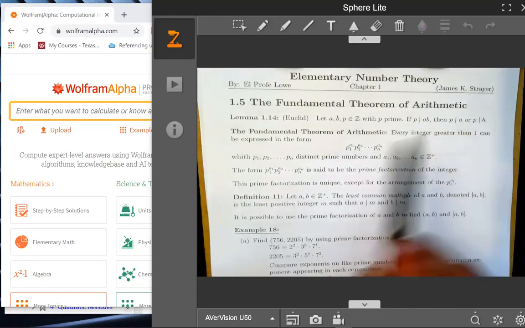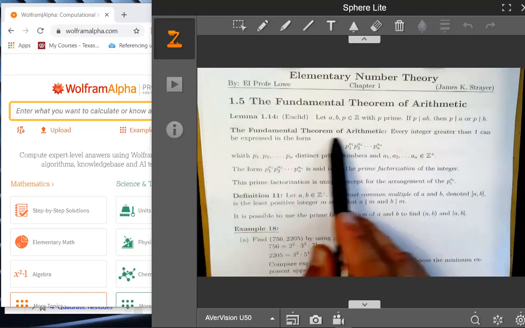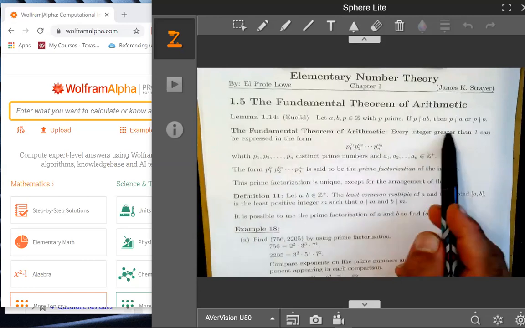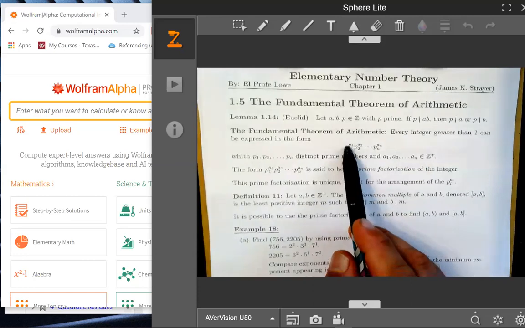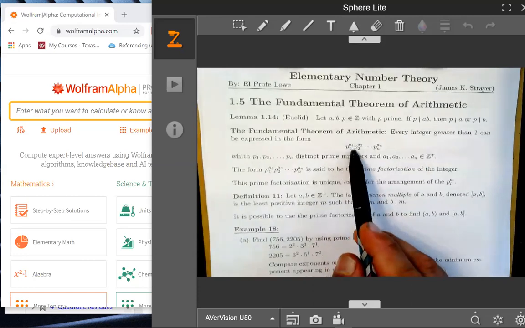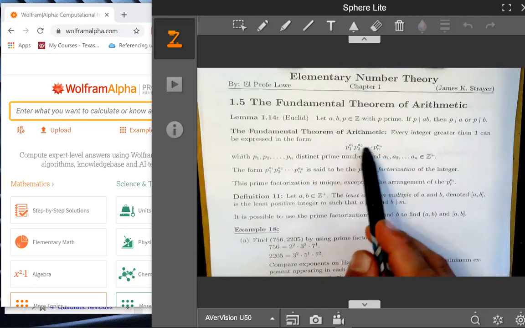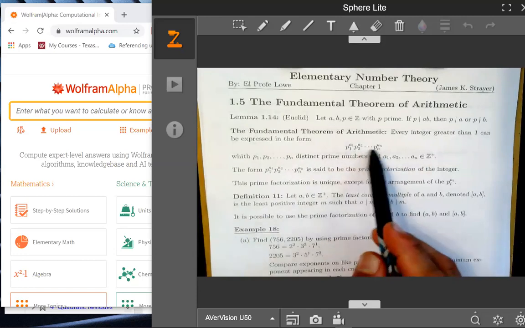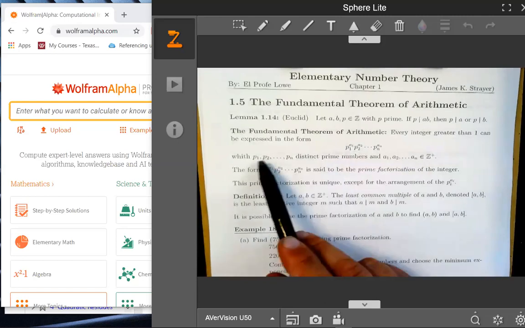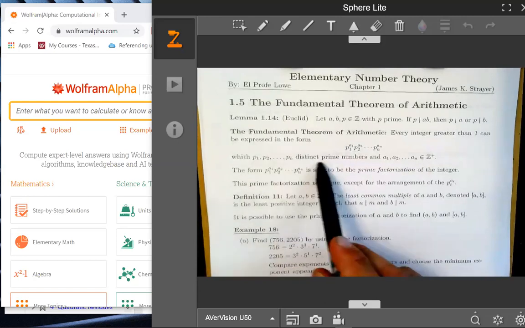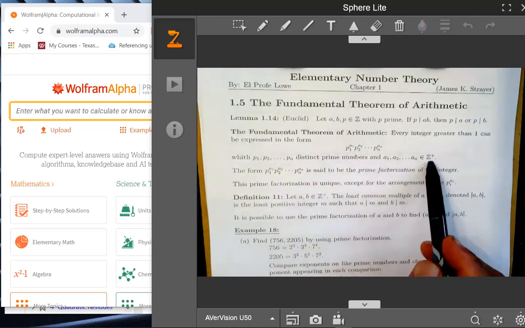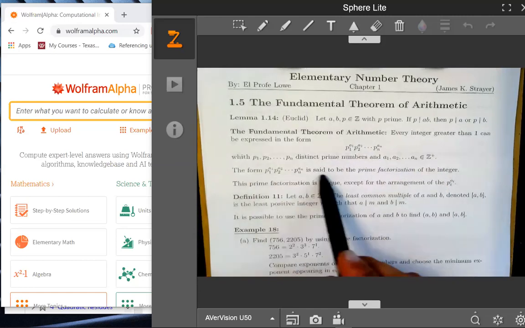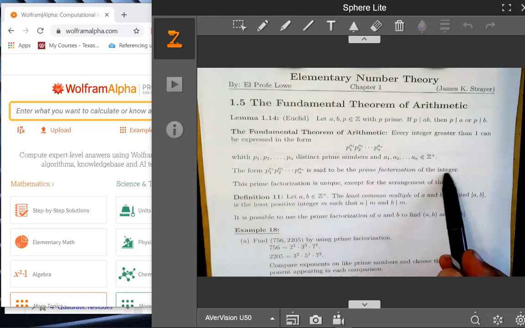And then we can get into our fundamental theorem of arithmetic, which says that every integer greater than 1 can be expressed in this form, p sub 1 raised to the a sub 1 times p sub 2 raised to the a sub 2, a whole bunch of products, p sub n raised to the a sub n, where p sub 1, p sub 2, p sub n are distinct prime numbers, and a sub 1, a sub 2, a sub n are positive integers. This product is said to be the prime factorization of the integer, okay?